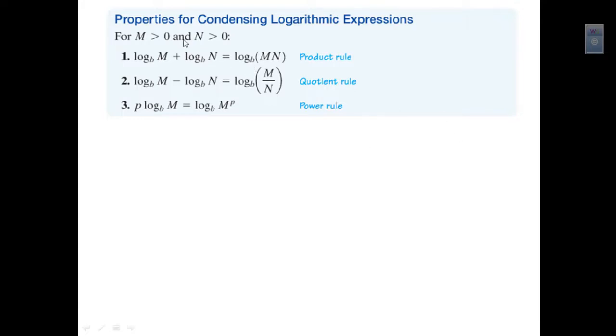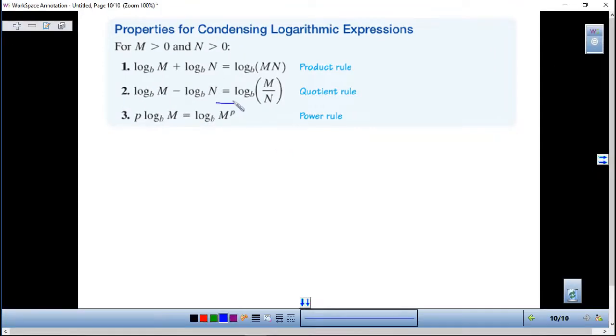Alright, now in the same way that those rules and properties are used to expand, you can also use them in the other direction, as we talked about, to condense or to get everything into one log expression. And these are just nothing more than those other ones going backwards. So if you want to go back and draw the little arrows under these equals, just remember it goes both ways. You don't have to rewrite these rules all over again.